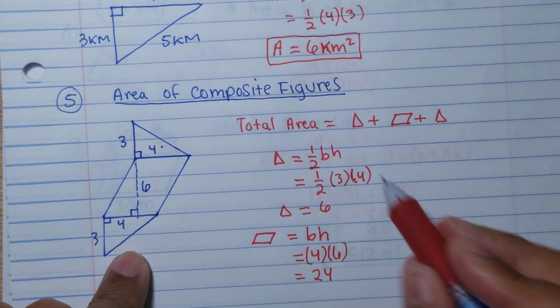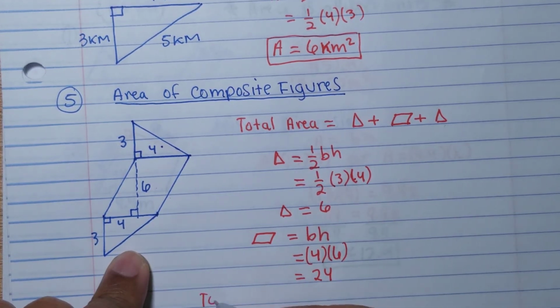Now to find the total area, the total area just equals 6 plus the parallelogram, that's 24, plus the other triangle. So 6 plus 24 is 30. 30 plus 6 is 36. So this will be 36 units squared. Okay, so that is the total area of this composite figure.